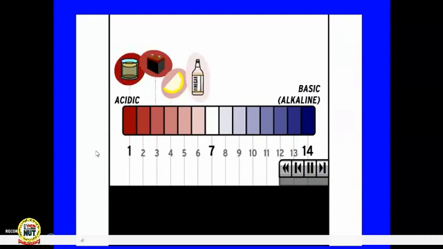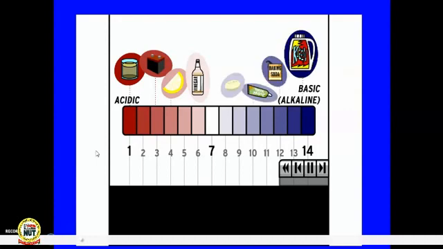On the base or alkaline side, from 7 to 14, you'll find things like soap, toothpaste, baking soda, and floor cleaner. Really strong acids and bases can be found at the ends of the scale, while those near the center of the scale are weaker. Right in the middle, at exactly 7 or pH neutral, you have pure water.